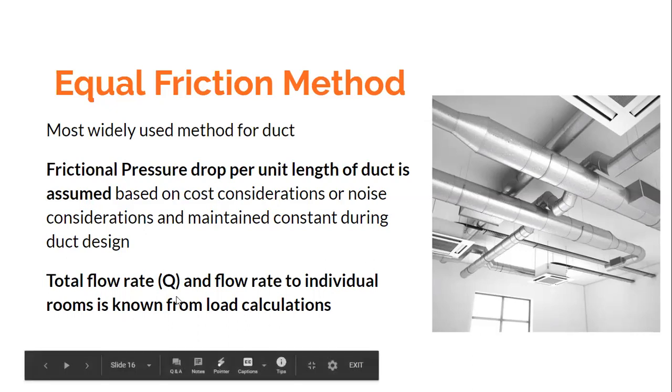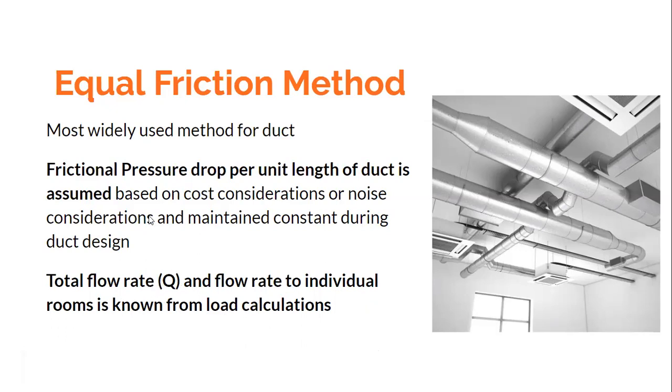So this data, that is how much is the total flow rate, what is the flow rate to be supplied to individual rooms, all this data would come from the load calculations. So you know this from the load calculations because your duct design would start only after load calculations. This data is known from the load calculations, and the frictional pressure drop per unit length is assumed on the cost consideration or on the noise consideration.